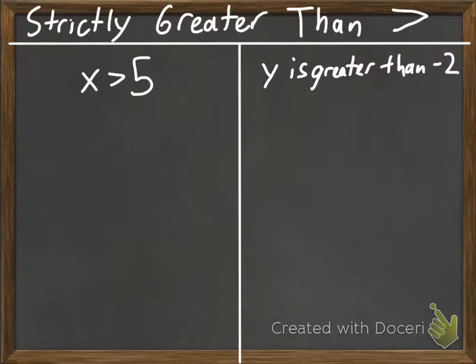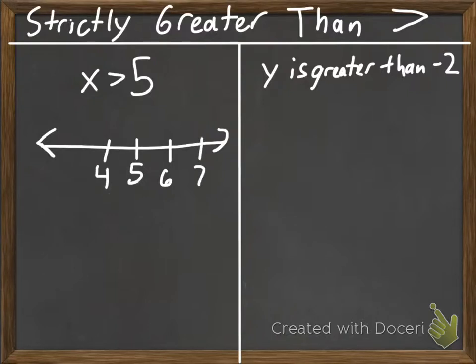What we're going to do is draw our number line. All of these answers are going to have a number line. Then I want to put my 5 in the middle. Then I want to pick at least two numbers that are bigger on the right and two numbers smaller on the left. Now if it is strictly greater than, we are going to put an open dot at our 5. That open dot means that it cannot equal 5, because 5 is not greater than 5.